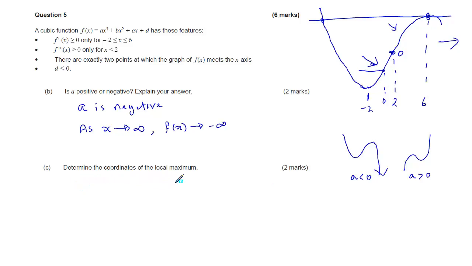Determine the coordinates of the local maximum. We've sort of already done that. We decided that the maximum was when x is 6, and that if it only crossed the axis twice, that had to be one of the points where it did it, because the intercept was below, down here. So we can say 6, 0.